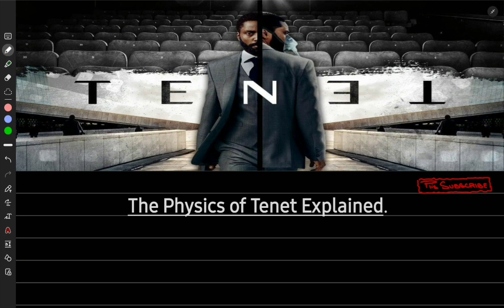So for those who are living under a rock, Tenet is a 2020 science fiction action thriller film that is written and directed by Christopher Nolan. The film features the concept of time inversion, where certain objects and individuals are able to move backwards in time. The idea of time inversion in the movie is a fascinating one, and it has captured the imaginations of both physicists and the general public. Now, in this video, we'll explore the science that is behind the concept of time inversion and how it relates to the movie Tenet.